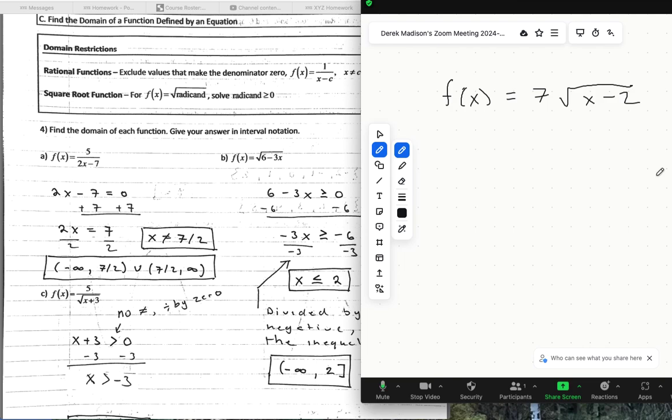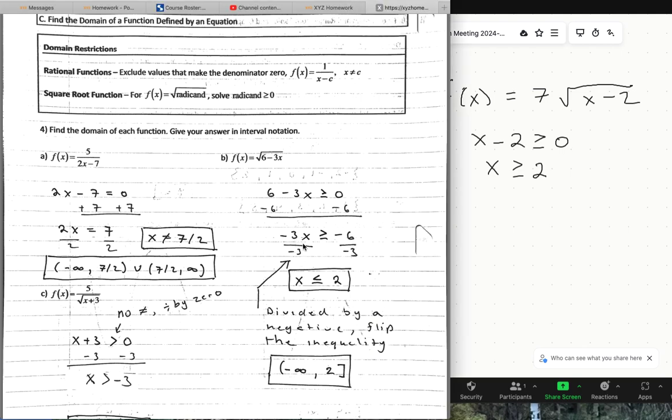So that's why we have this little rule right here that we just take the stuff under the radical. The 7 doesn't matter at all. It's just the stuff under the radical, and we set that greater than or equal to 0, and then solve it out. So here we get the x's have to be greater than or equal to 2 for this one. In this example, there's a negative on that x, and I did that on purpose just to remind you that when you divide by a negative with an inequality, it flips the direction.